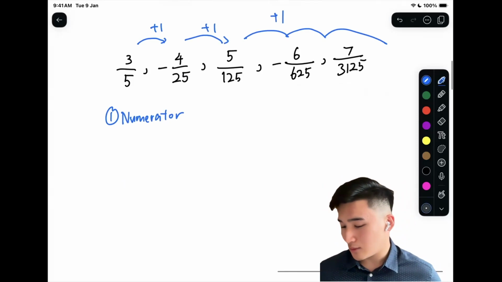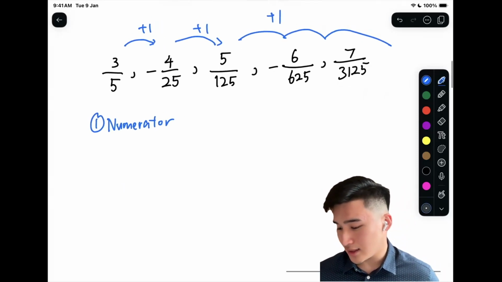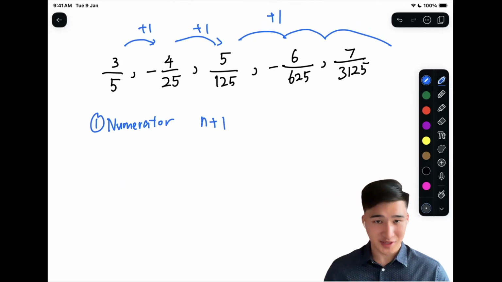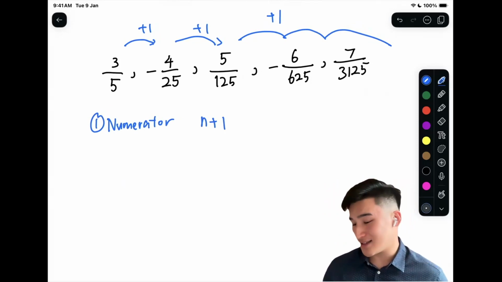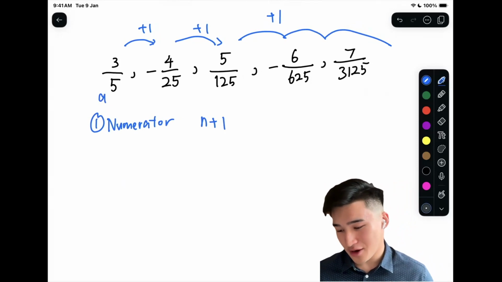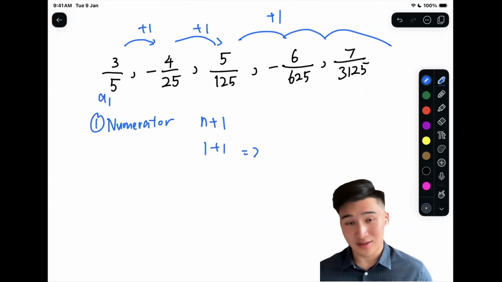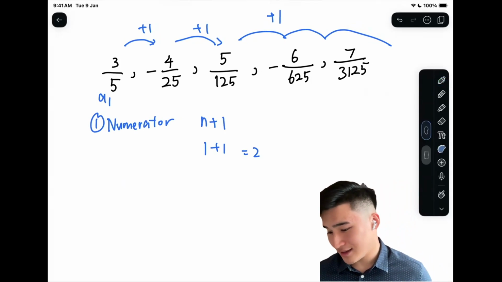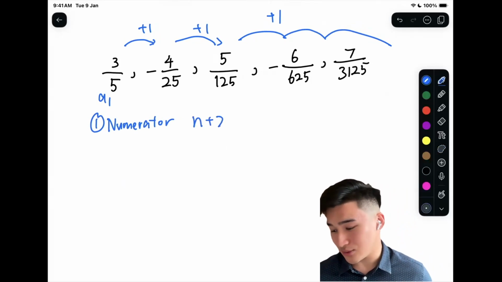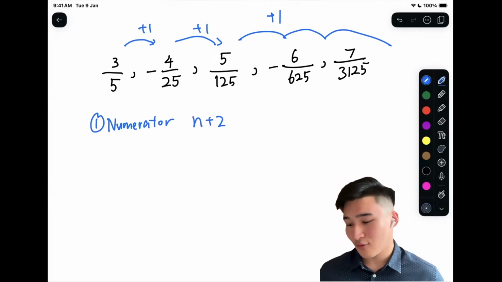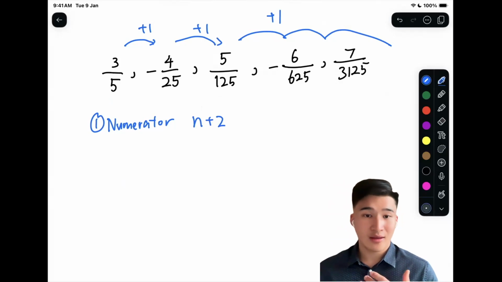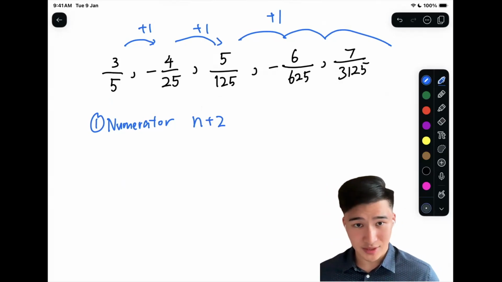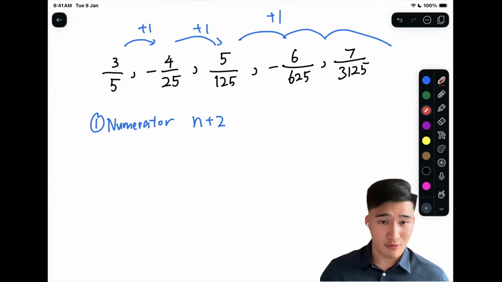And so the way I'm going to structure this is n plus 1, because it's plus 1, plus 1. But obviously, this doesn't really work. Why? Because if you sub in the first term a1, n equals 1, you have 1 plus 1, which is basically 2, right? That doesn't make sense. And so instead, we have to use n plus 2, where we're going to get 3, 4, 5, 6 by substitution. Okay, so we have the answer for the numerator.